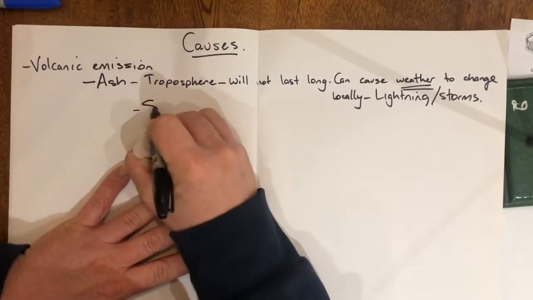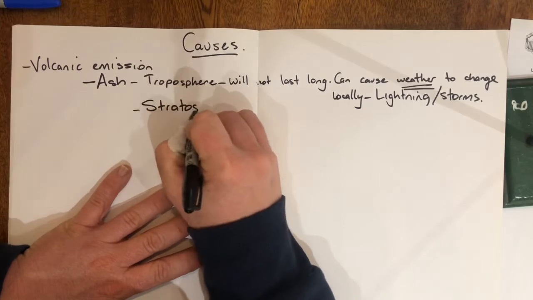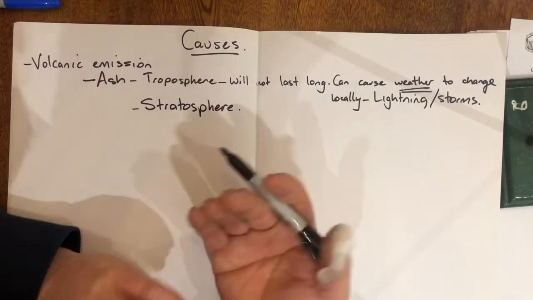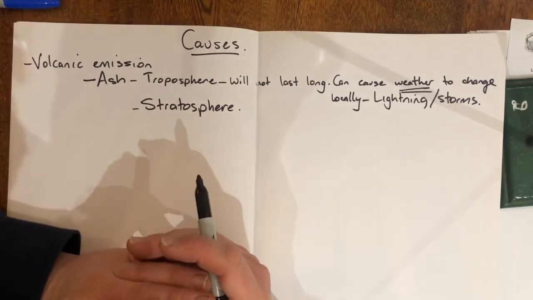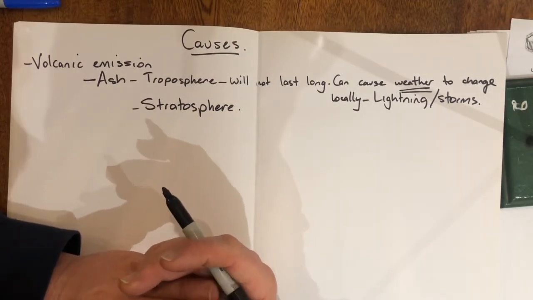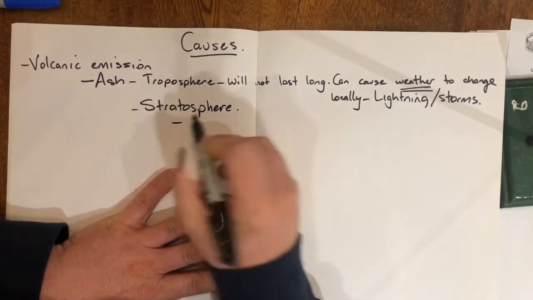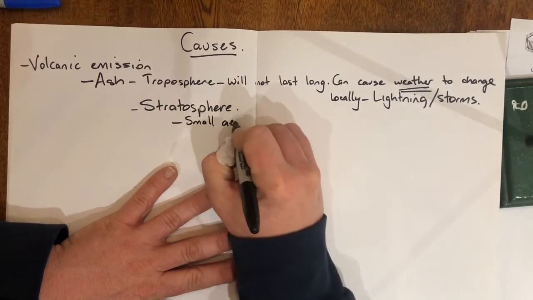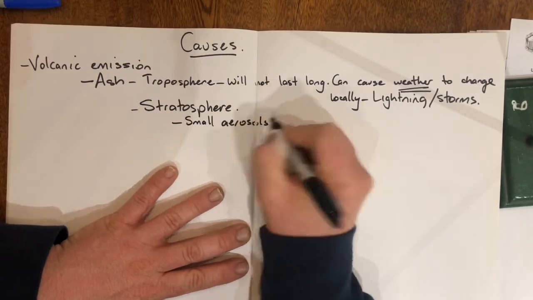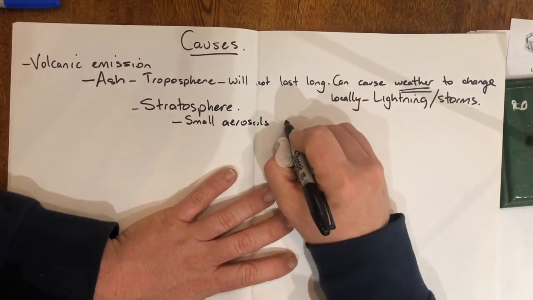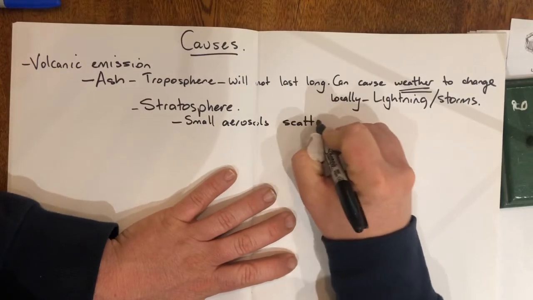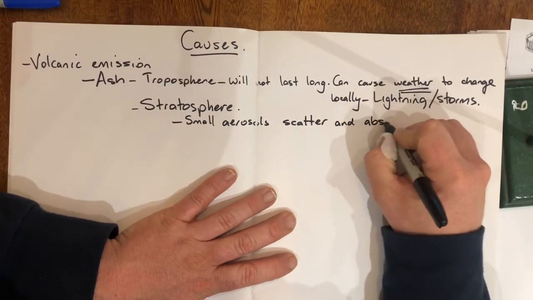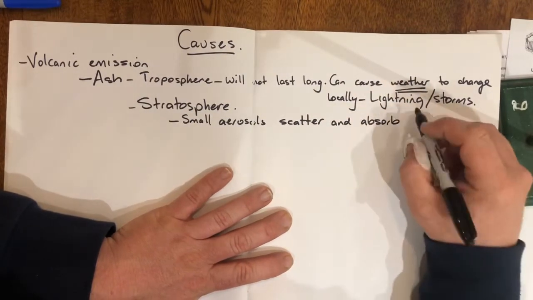Ash within the stratosphere is far more interesting. You see, within the stratosphere, it can do a couple of different jobs. One of the jobs that it does is the particles or the small aerosols actually scatter and absorb incoming solar radiation.